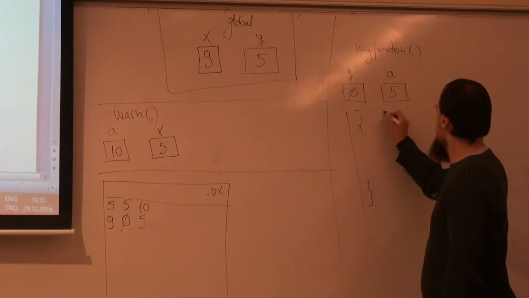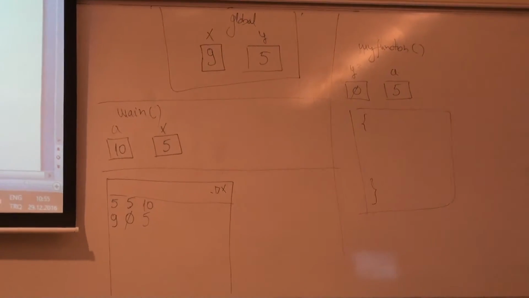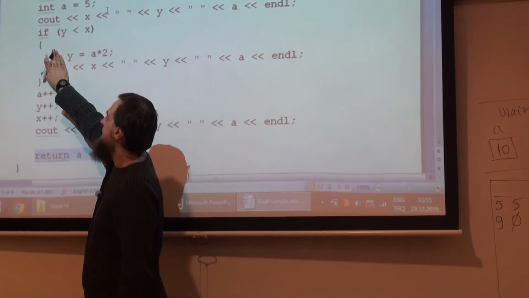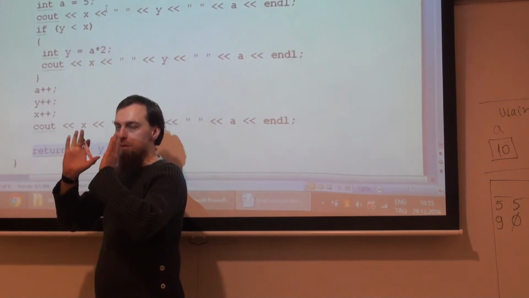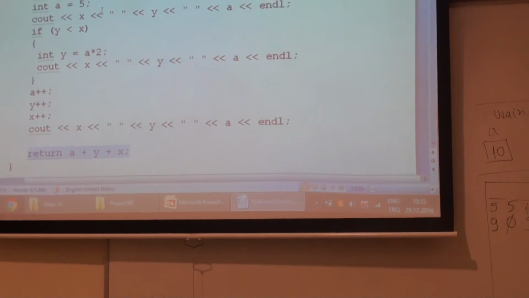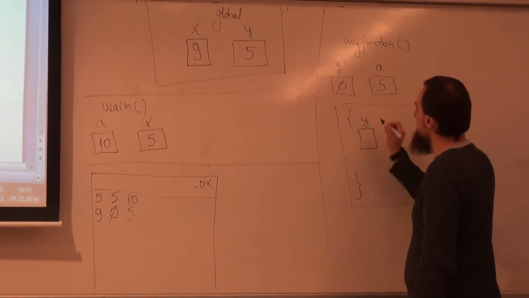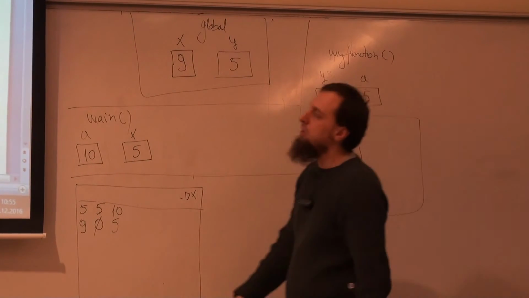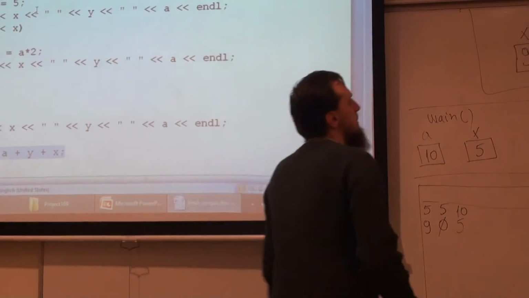It's not a sum function, but it's a block. If I wrote only this, y is equal to a multiplied by 2, it's okay. But when I say integer y, I'm directly allocating a memory here, a box, for an integer variable, and that integer variable is going to be called y. And I said this y here is equal to a multiplied by 2.